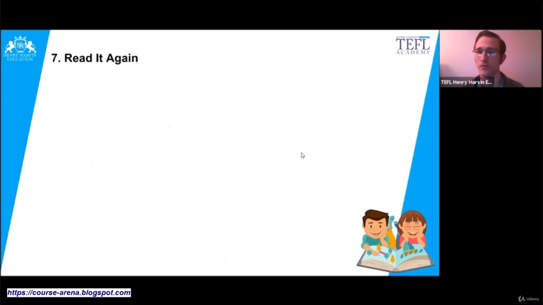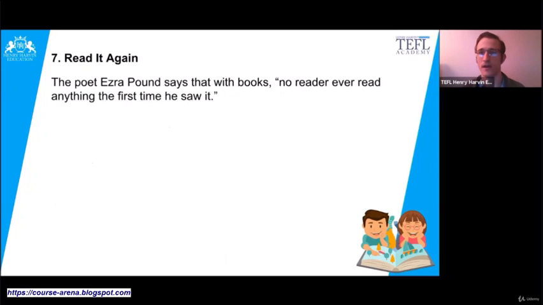And reviewing what you read. So this quote here from Ezra Pound, a famous poet: no reader ever read anything the first time he saw it. And this can be true. Some people just sort of have to go back and reread it again because they blanked out, they zoned out, they didn't really pay attention. So it's a good way to see if you were paying attention.